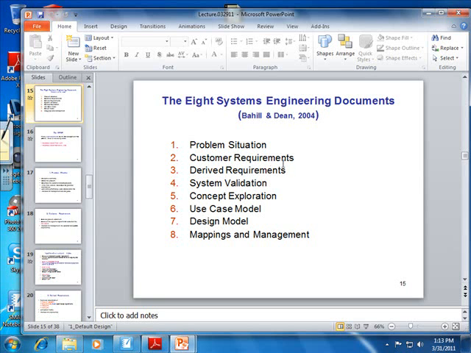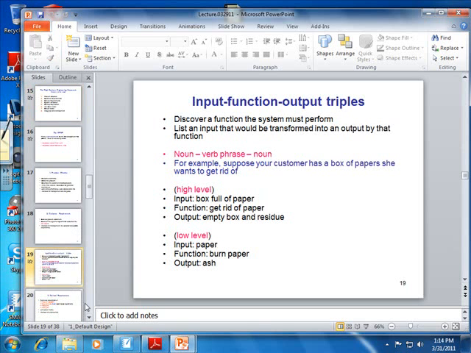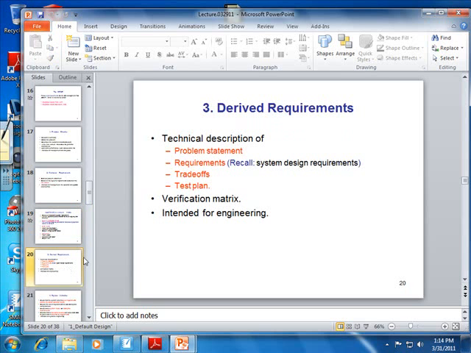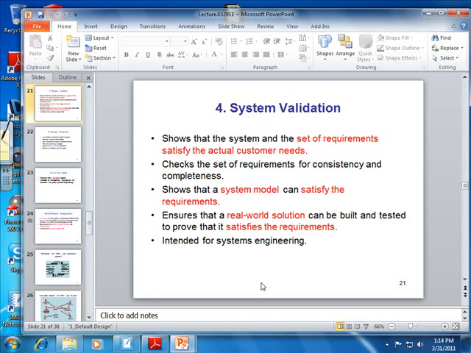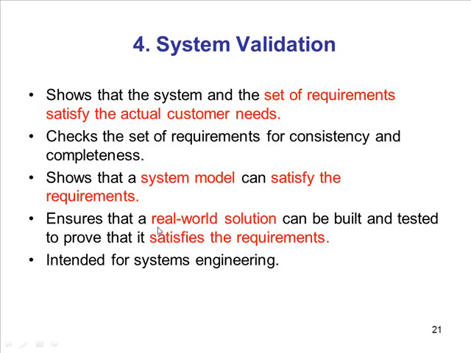And so we talked about these three. System validation is basically making sure that, in this case, the customer requirements and the derived requirements are complete. You haven't omitted anything. Also, system validation deals with, if we are looking at technology, buildable design, making sure that we can build a system based on the technology that we have. So system validation ensures that a real-world solution can actually be built and tested to prove that the requirements can be met.